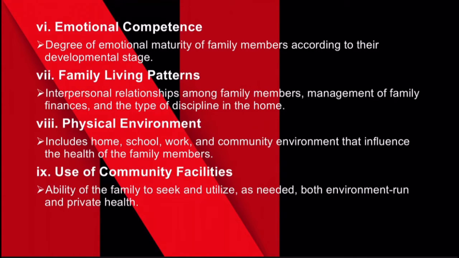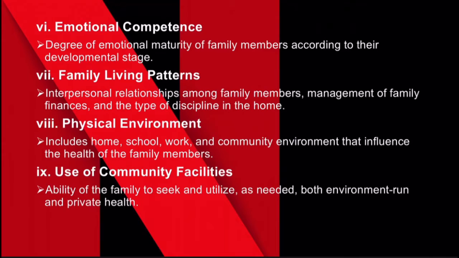The seventh area is family living patterns. It is the interpersonal relationship among family members, management of the family finances, and the type of discipline in the home. For example, what kind of living they have, and if a family member makes a decision, how it affects the family in general.